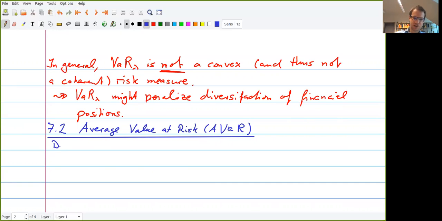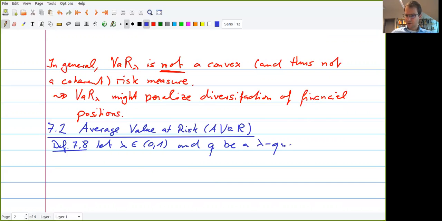So let me give you directly the definition, and then we study why this has the properties we want to have. Okay, what do we do? We want to keep our level. So lambda is a number between 0 and 1. And we let Q denote the lambda quantile, and here it actually doesn't matter which one you pick, of our financial position X. All right. And now I want to give you 3 definitions of hopefully coherent risk measures.